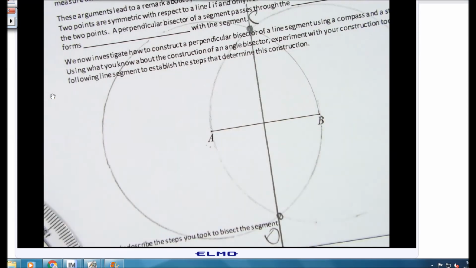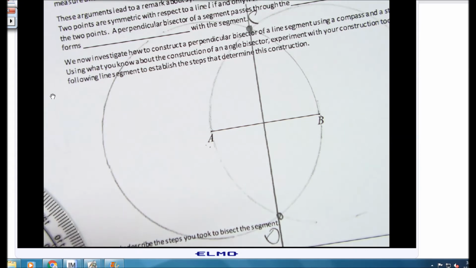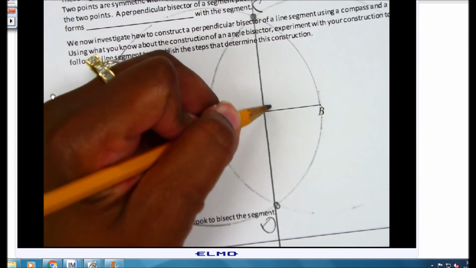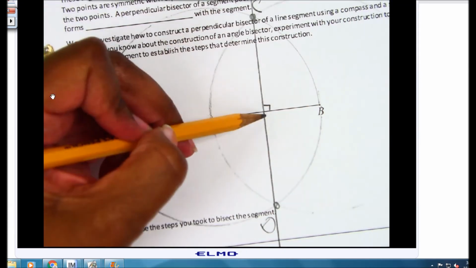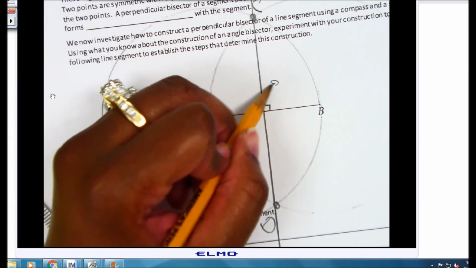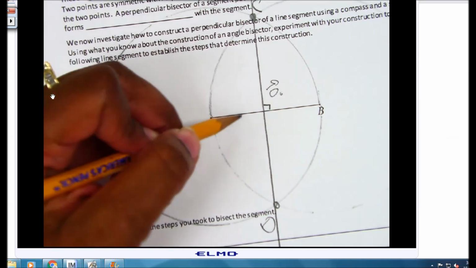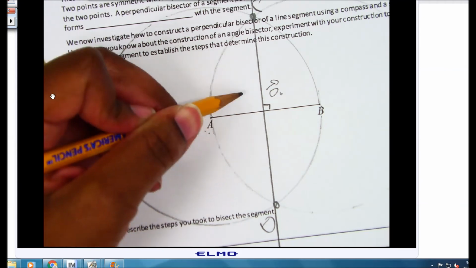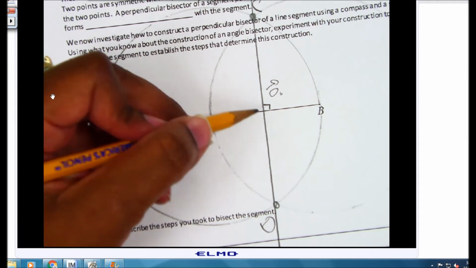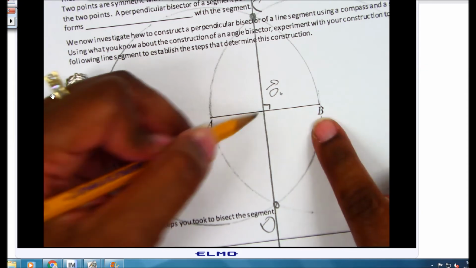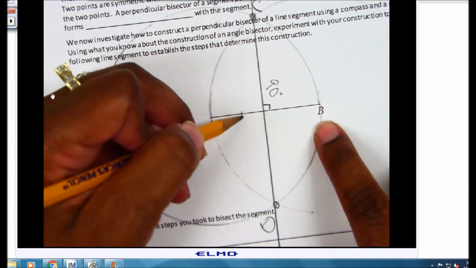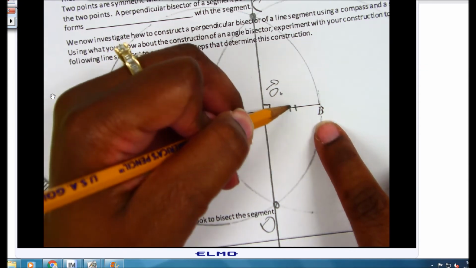Now, this line is the perpendicular bisector. Therefore, it makes a right angle, which is 90 degrees. And it also creates a midpoint between A and B, making these two segments congruent.